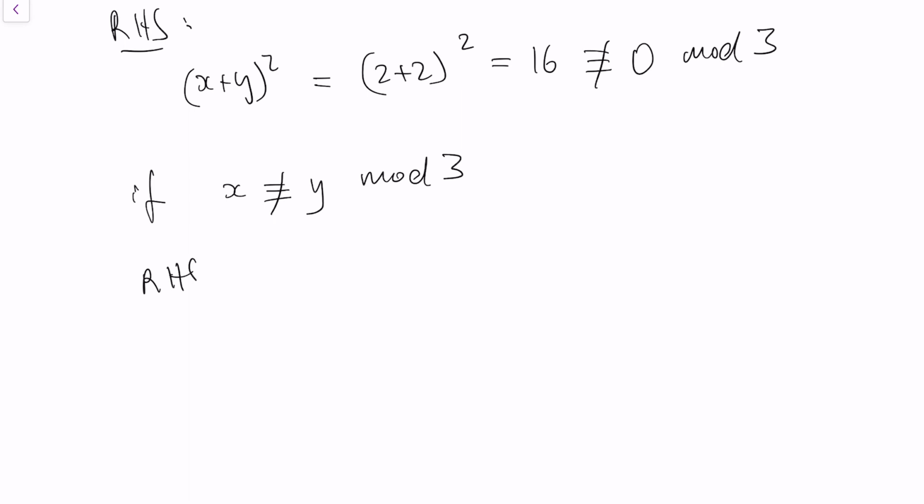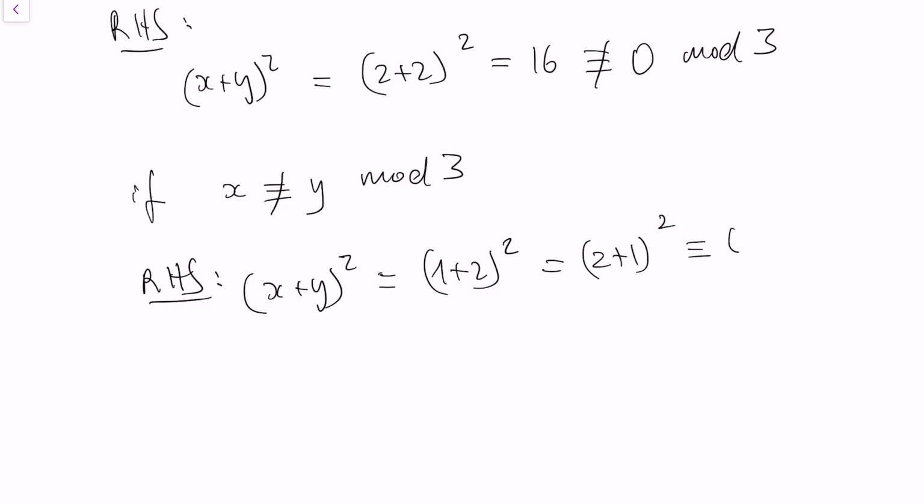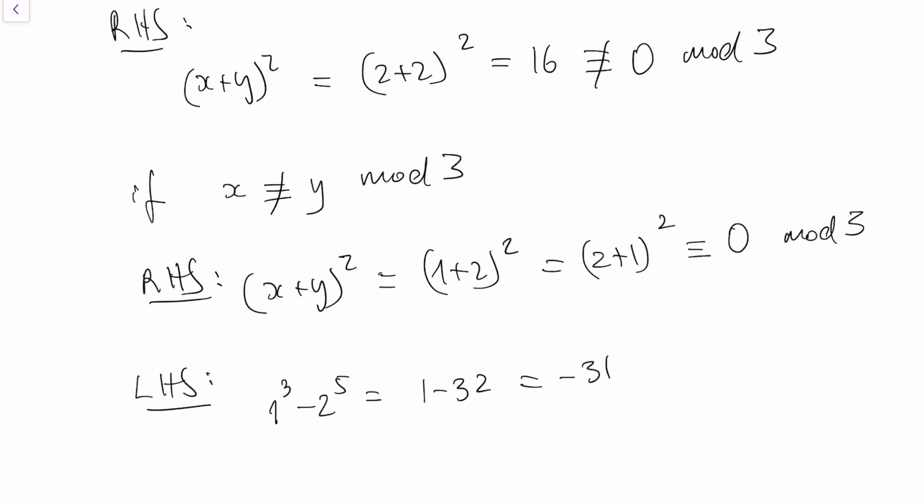So the right-hand side would read x plus y squared. Well, one possibility is 1 plus 2 squared, which is the same as 2 plus 1 squared, and that's clearly 0 in mod 3. And on the left-hand side, if you're looking at 1, 2, we will have 1 cubed minus 2 to the 5, which is equal to 1 minus 32, equal to minus 31, which is not equal to 0 in mod 3, since 31 is not divisible by 3.